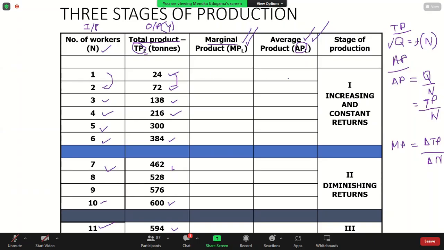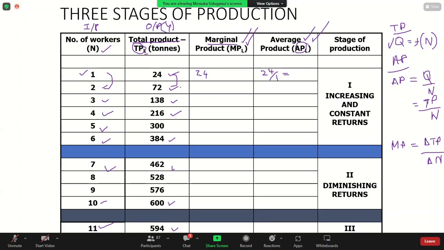Right? Okay, let's try and work out the first one. So how would you find the average product when you add the first worker? It's easy. 24 is the total product divided by 1. Right? This is 24. How do you find the marginal product? Now here, of course, it increases from 0 to 24, divided by 1. So 24 minus 0 divided by 1 is 24.